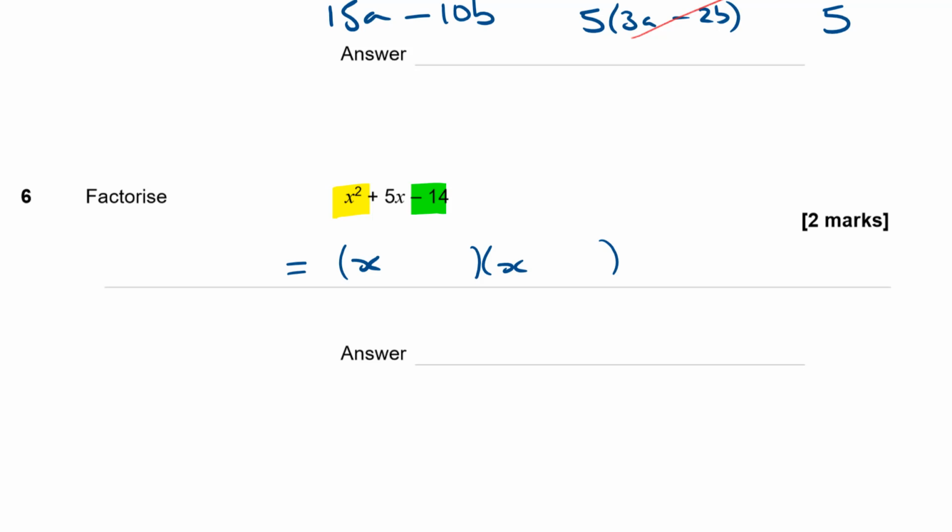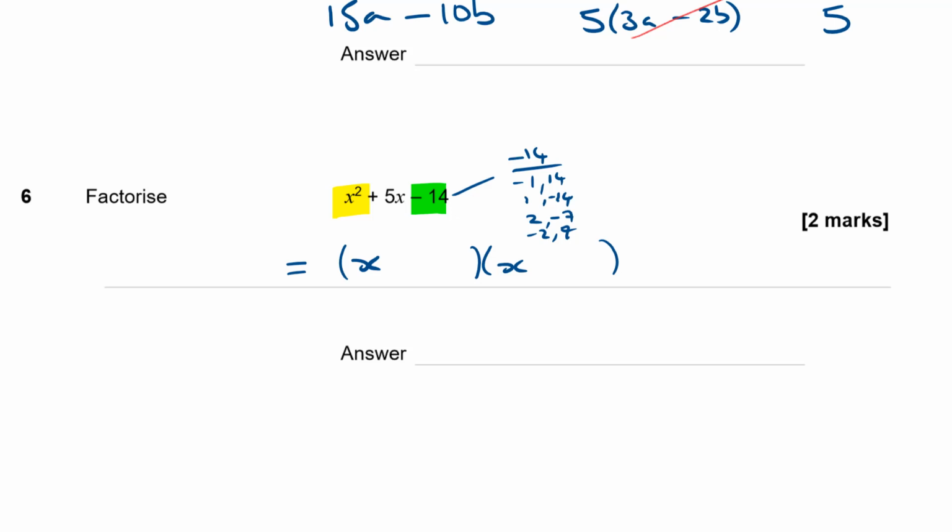Okay, so that gives me a bunch of possible values. How can I get minus 14? I could get negative 14 by multiplying negative 1 and 14, or 1 and negative 14. Or it could be 2 and negative 7, or negative 2 and 7. They're my possibilities, aren't they? So it's a matter of thinking about each one in turn and think about which one is going to deliver you plus 5x in the middle.